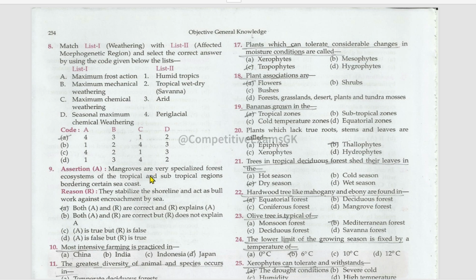Next, assertion and reason. Mangroves are very specialized forest ecosystems of the tropical and subtropical regions bordering certain seacoasts. True. They stabilize the shoreline and act as bulwark against encroachment by sea. Reason is also true, and this is the correct explanation for assertion.